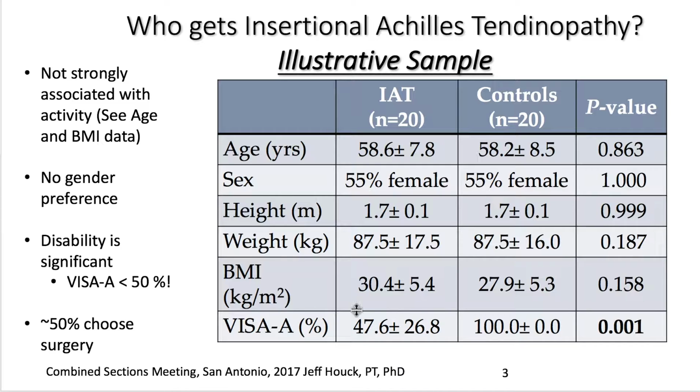The other thing to note is the increased disability with insertional tendinopathy, nearly 50% on the VISA-A, which is likely lower than what you would normally get with a non-insertional tendinopathy, and that patients do very well with surgery, and nearly 50% in some prognostic studies end up choosing surgery as a therapeutic option.